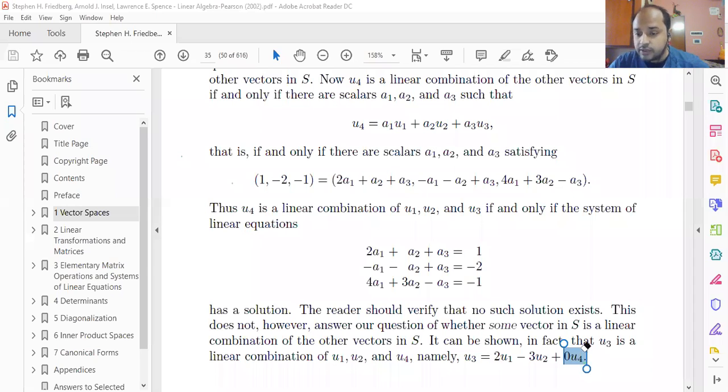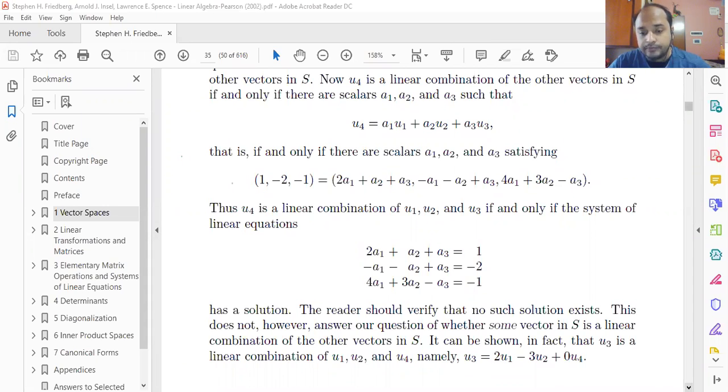And this is the solution, which you can do by yourself. This is the solution, okay? So U3 can be expressed as 2U1 minus 3U2 plus 0U4. You see that actually the vector U4 is getting redundant. The vector U4 is not actually required to express the vector U3.